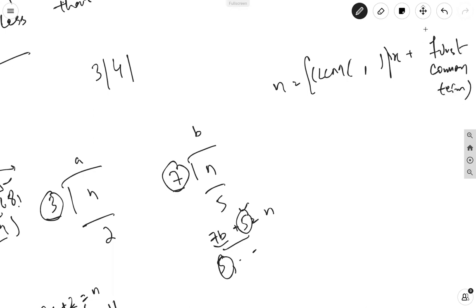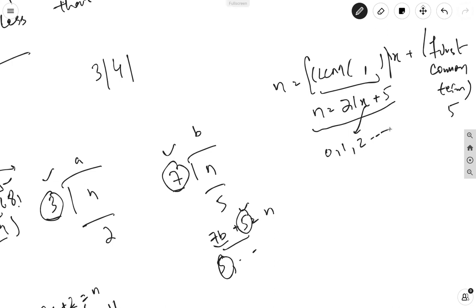First common term is 5, right? Just take the LCM of both divisors, 3 and 7. That is 21. So 21x plus 5 is equal to n. Now just substitute the value of x as 0, 1, 2, and 3 and so on. You will just get the value of n right away.